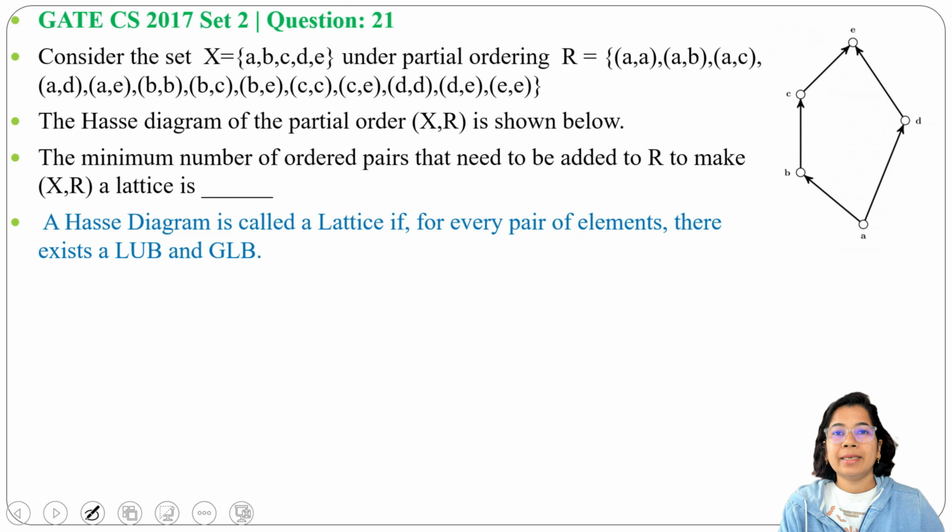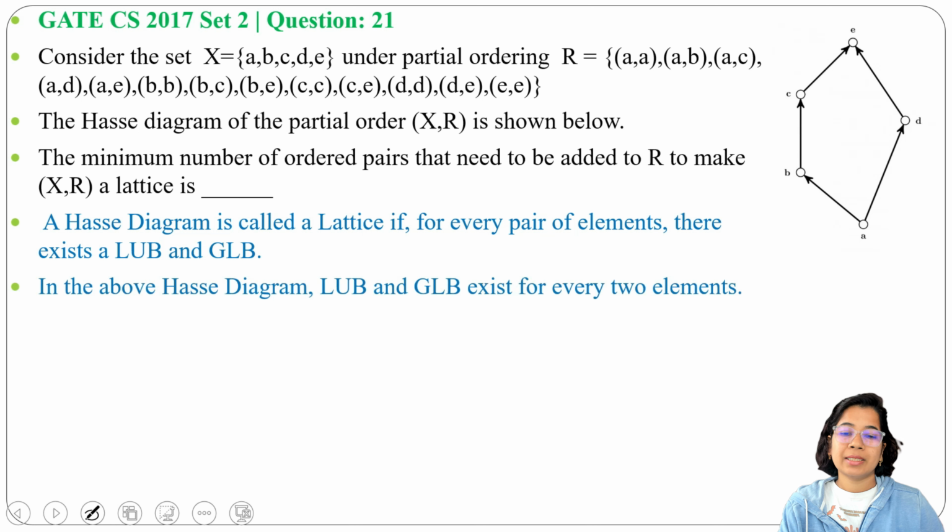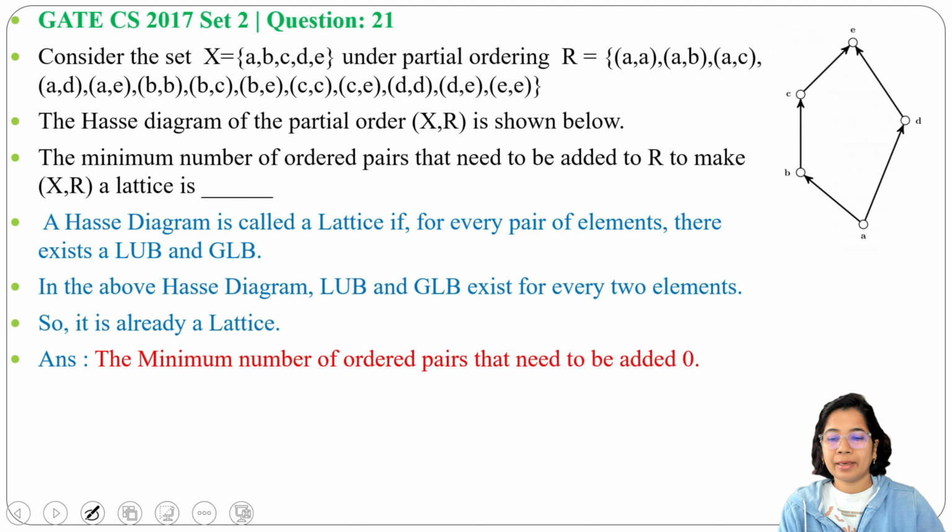As you can find the least upper bound and greatest lower bound for every pair, hence this is a lattice. We don't need to add any ordered pair, hence the answer will be 0. We need to add 0 ordered pairs to make it a lattice as it's already a lattice. So the minimum number of ordered pairs that need to be added is 0 as this is already a lattice.